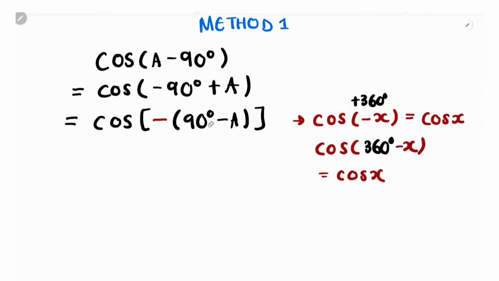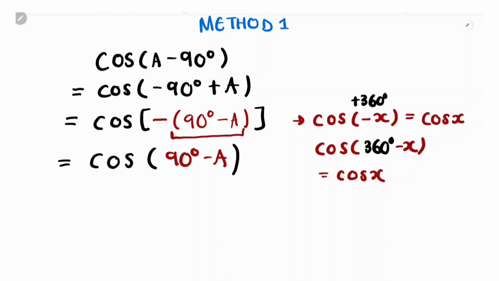And so we're going to apply this to this expression. Notice we have negative and then 90 degrees minus a. So we're going to treat our 90 degrees minus a as if it is our x. So since cos of negative x is equal to cos of x, then it means that cos of negative bracket 90 degrees minus a would be equal to positive cos of 90 degrees minus a.